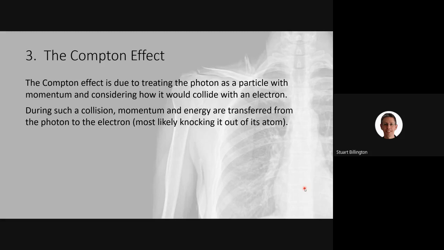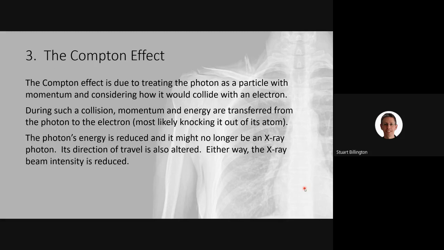Unlike simple scattering, where the photon will exit the body still as an X-ray photon, in the Compton effect, the photon will exchange momentum and most likely also energy, and therefore the photon will lose energy. And by E equals hf, if E has gone down, f is going to go down, and it's probably not going to be an X-ray photon anymore. However, even if it is an X-ray photon, it's probably traveling in a different direction.